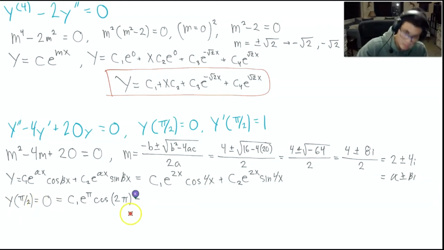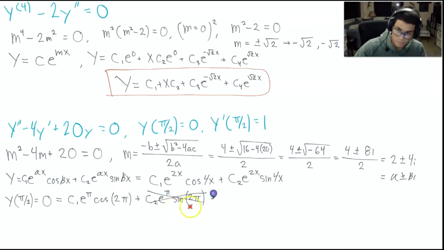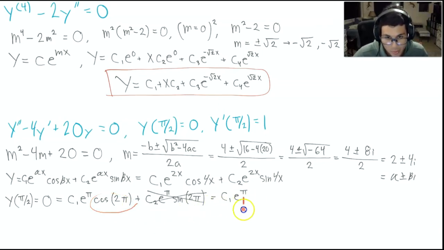Okay. And again, the same process happens for the other term, C2 times e to the pi sine 2 pi. And yeah, this will literally just go to 0, which is really nice. So we're left with C1 is just C1 times e to the pi, because cosine 2 pi is just simply 1. So we have this is equal to this.